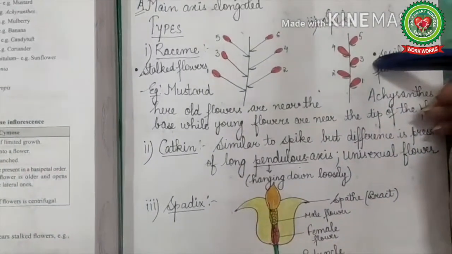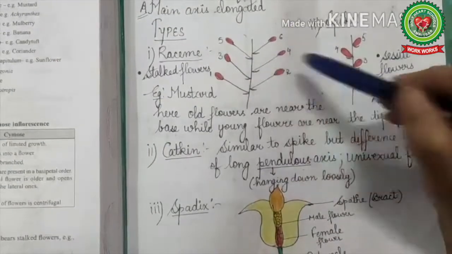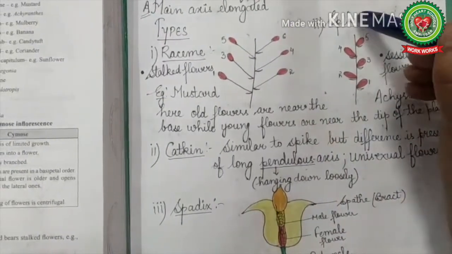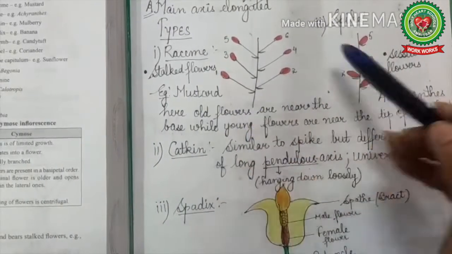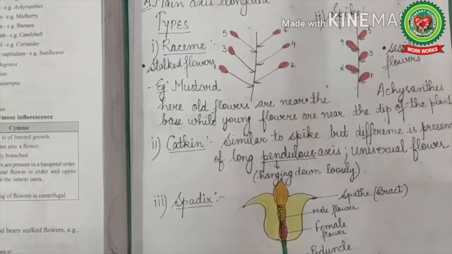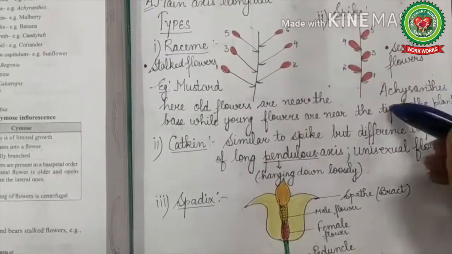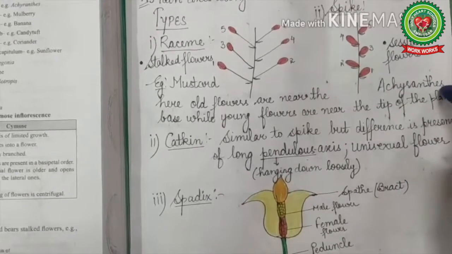Now talking about spike, it is like raceme. We can compare the diagram, but the difference is that in raceme the flowers are stalked, while in spike they are sessile flowers. And here we have the example, that is Achyranthes.